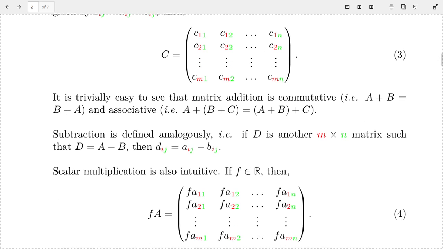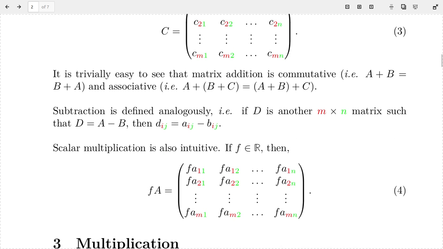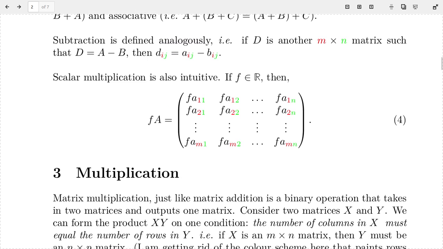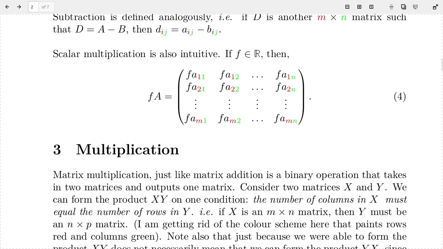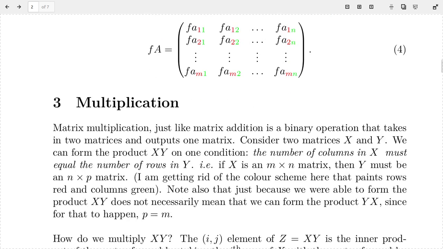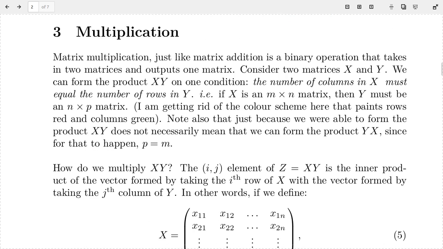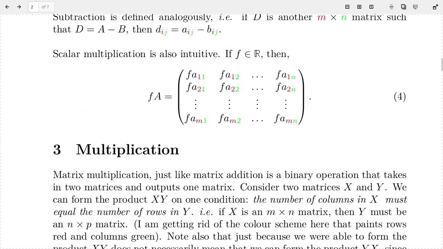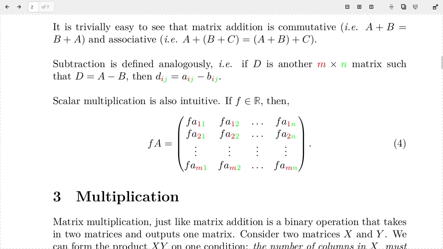Subtraction is defined similarly. If D equals A minus B, where D is of course an m by n matrix, then d_ij equals a_ij minus b_ij, as in this equation. What about scalar multiplication? We can multiply each element of the matrix by a certain constant. That's scalar multiplication. So now we've learned how to multiply matrices by a scalar constant.